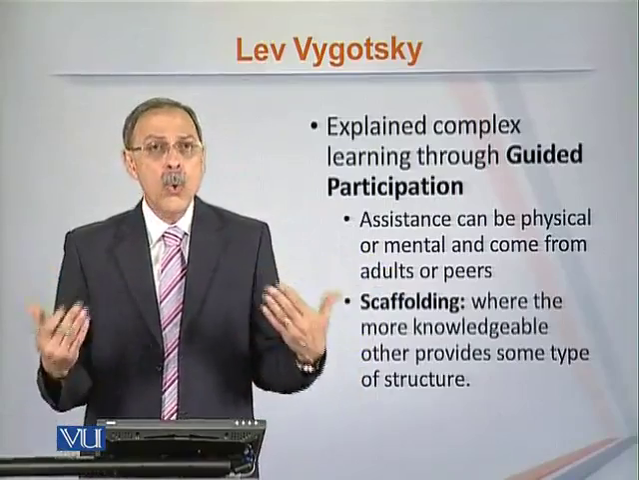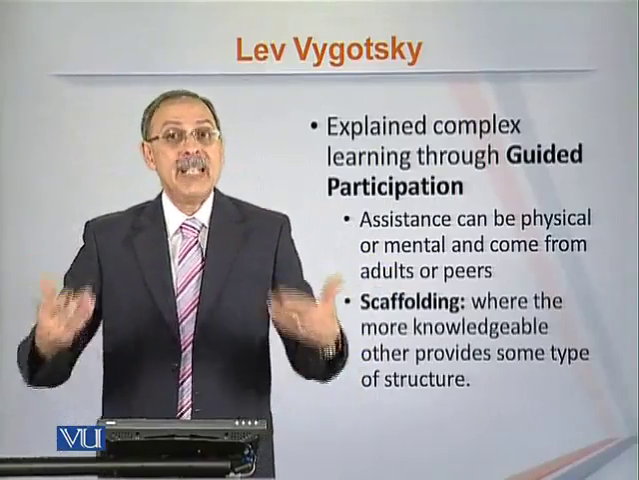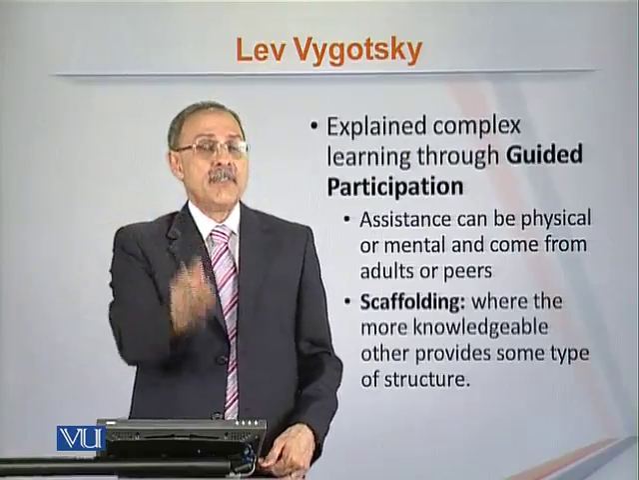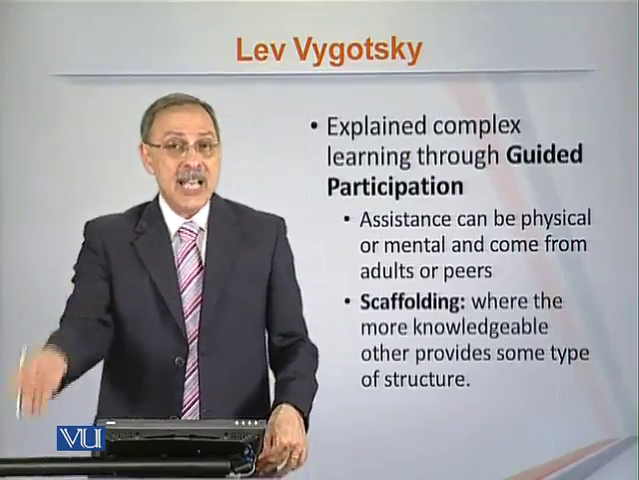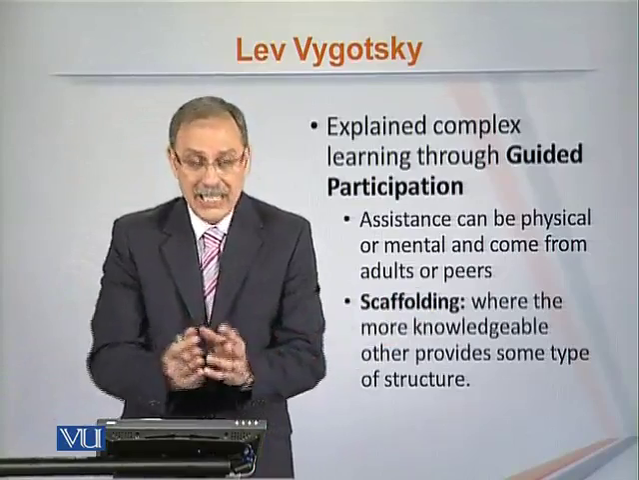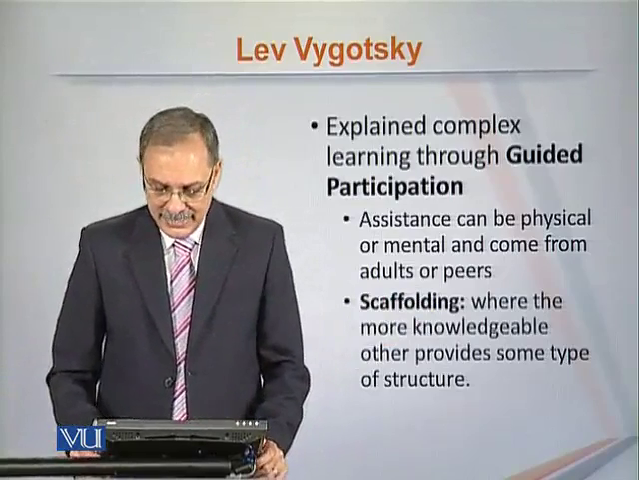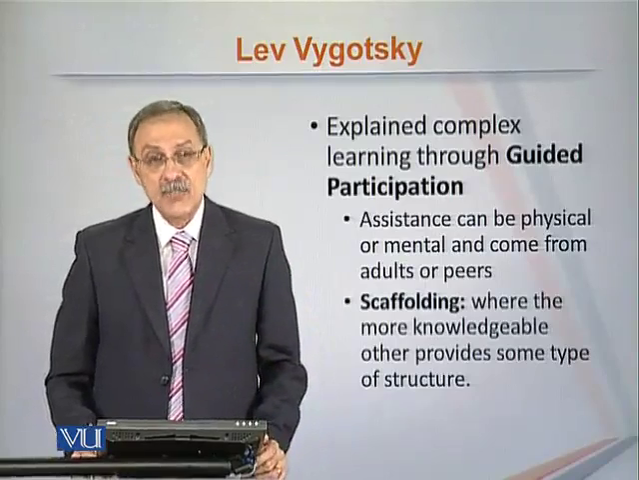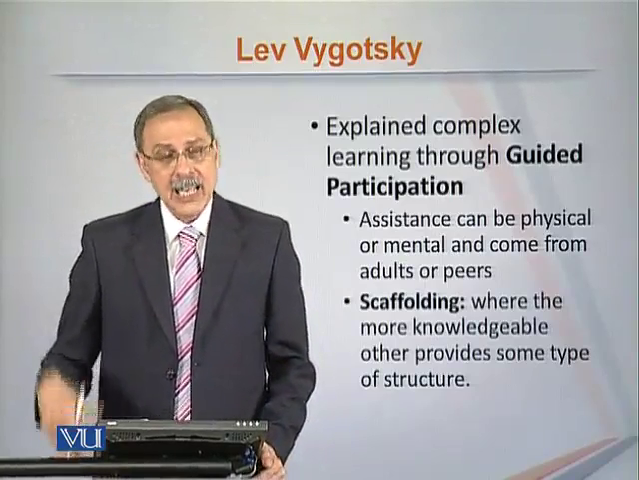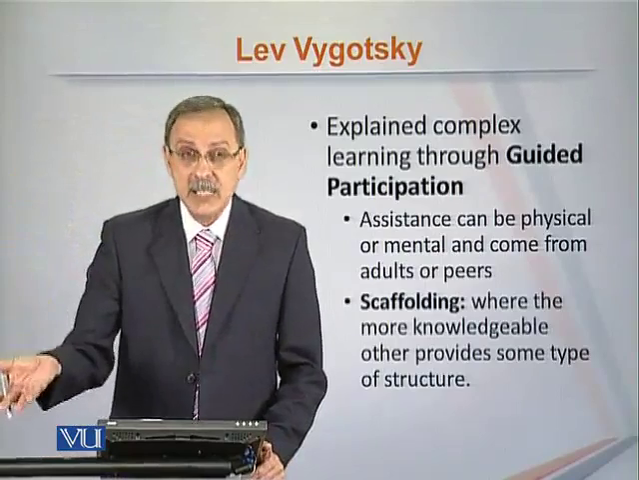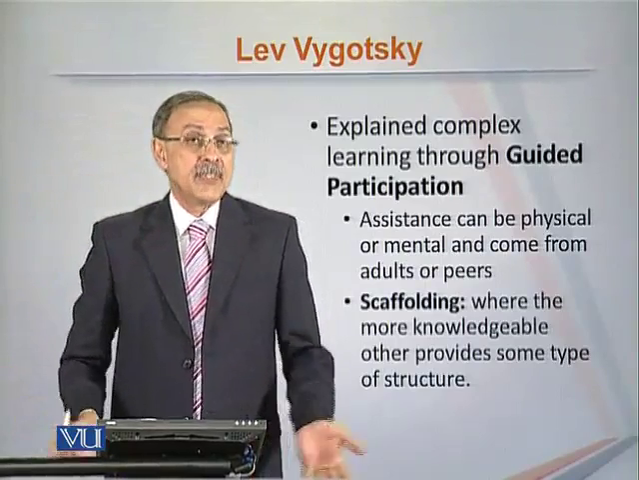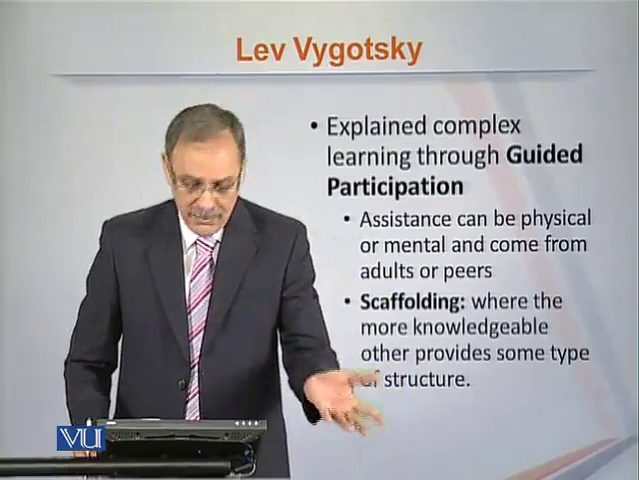And who are the helpers? Somebody who knows, an adult. A child cannot facilitate a child. A child can work with a child but will not be able to facilitate a child. And the term Vygotsky used for this was scaffolding. And we see scaffolding when buildings are built. On the outside, you see all this bamboo work stuff, that is scaffolding.